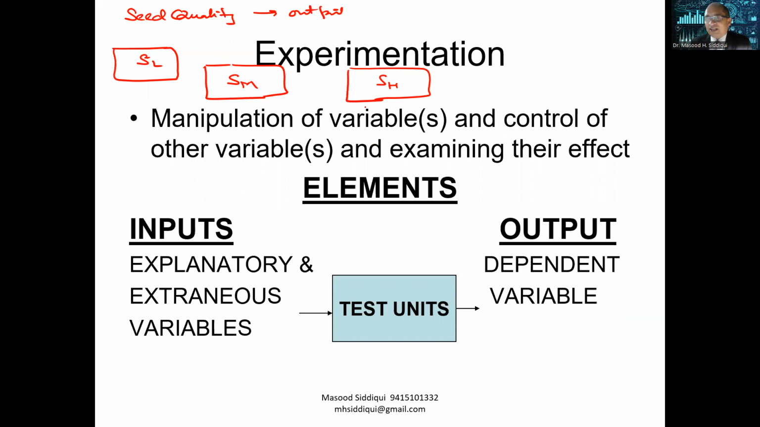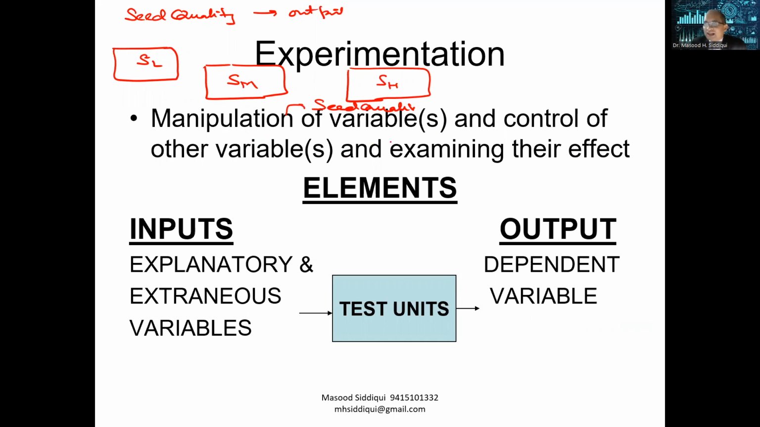So again, what do we mean by experiment? It is the manipulation or change of one or more variables. Here we are manipulating, changing the seed quality. And there is control of other variables. Other variables like humidity, temperature, soil quality, irrigation amount, all other things are controlled, made constant. After that, we examine whether there is an impact or not.